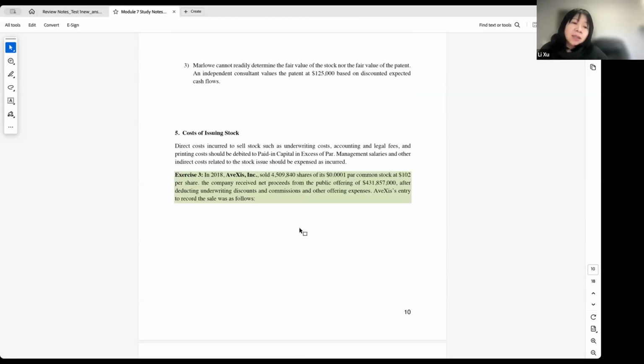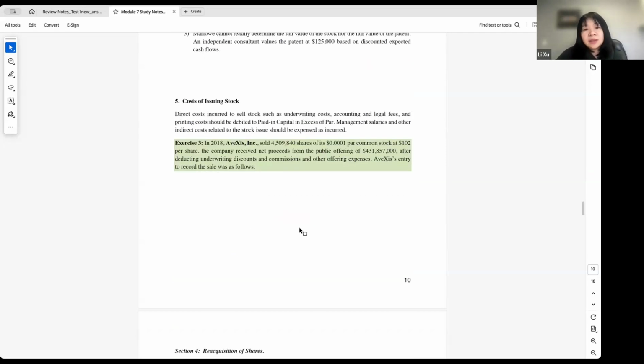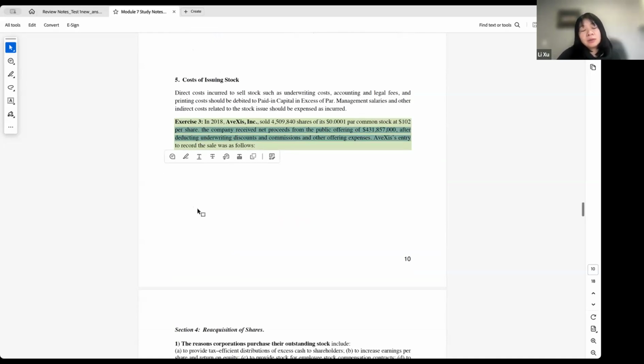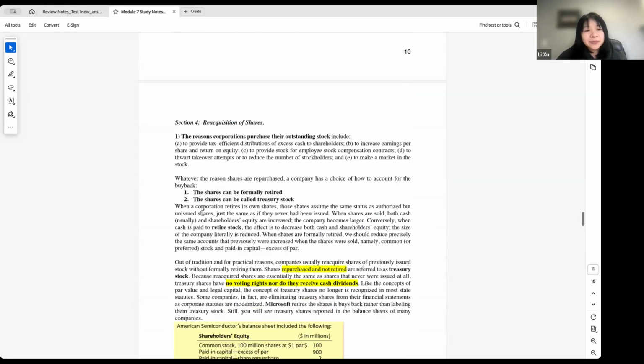Cost of issuing stocks, basically fairly simple. Go over this question. So again, remember, you can write down the things you feel you need help with, so you can look it up if you forgot how to do it.